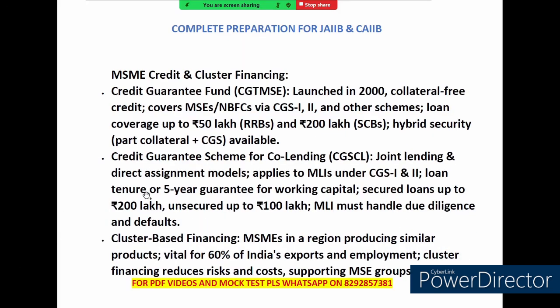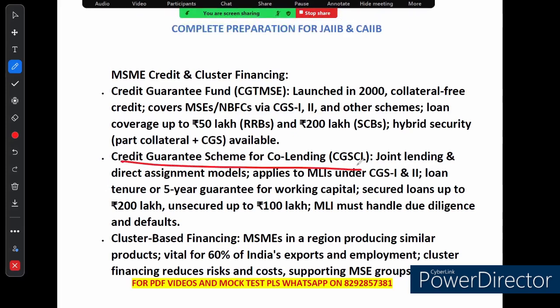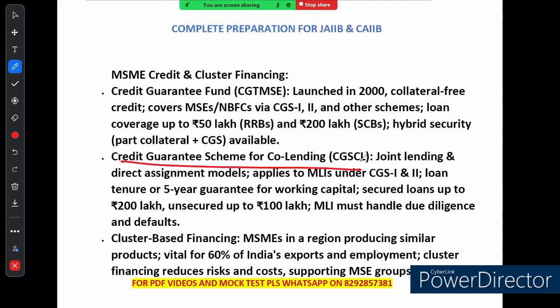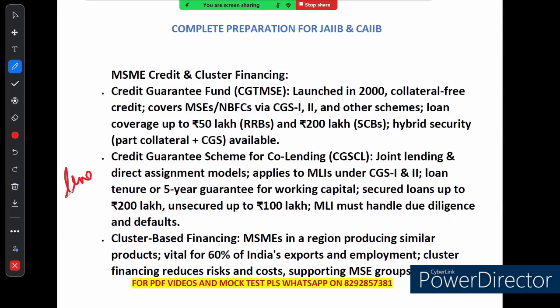Now there is something called CGSCL, that is the Credit Guarantee Scheme for Co-lending. Under this, banks and other lenders can jointly lend to MSMEs. They offer secured loans up to 200 lakh, so up to 2 crore, and unsecured loans up to 100 lakh, that is 1 crore. The lender takes care of everything from approving the loan to handling default. Remember it.